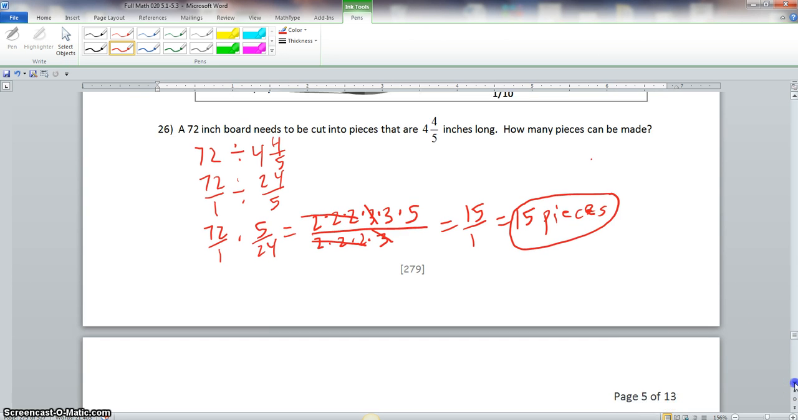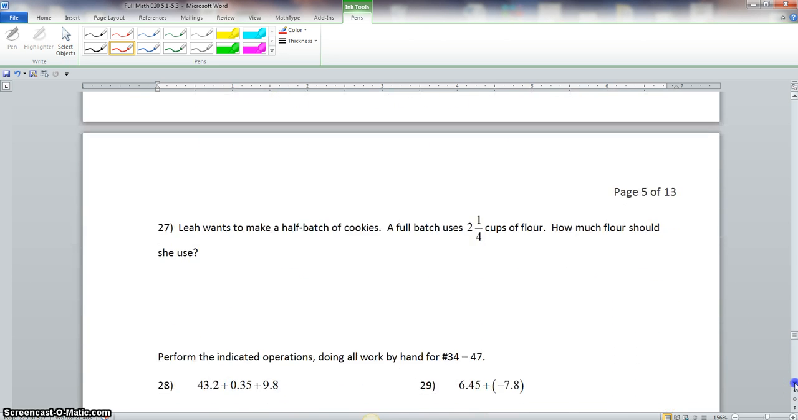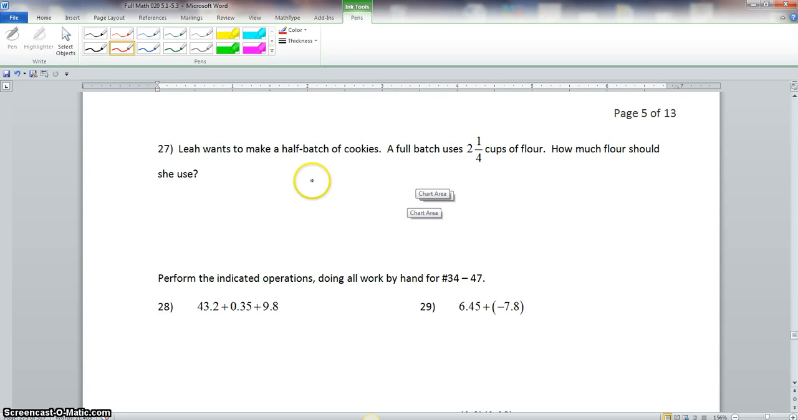Now we scroll down here to problem 27. It says, Leah wants to make a half batch of cookies. A full batch uses 2 1/4 cups of flour. How much flour should she use? Now remember, a full batch is 2 1/4. Now, she wants to do half of a batch, so we will multiply this by 1/2.